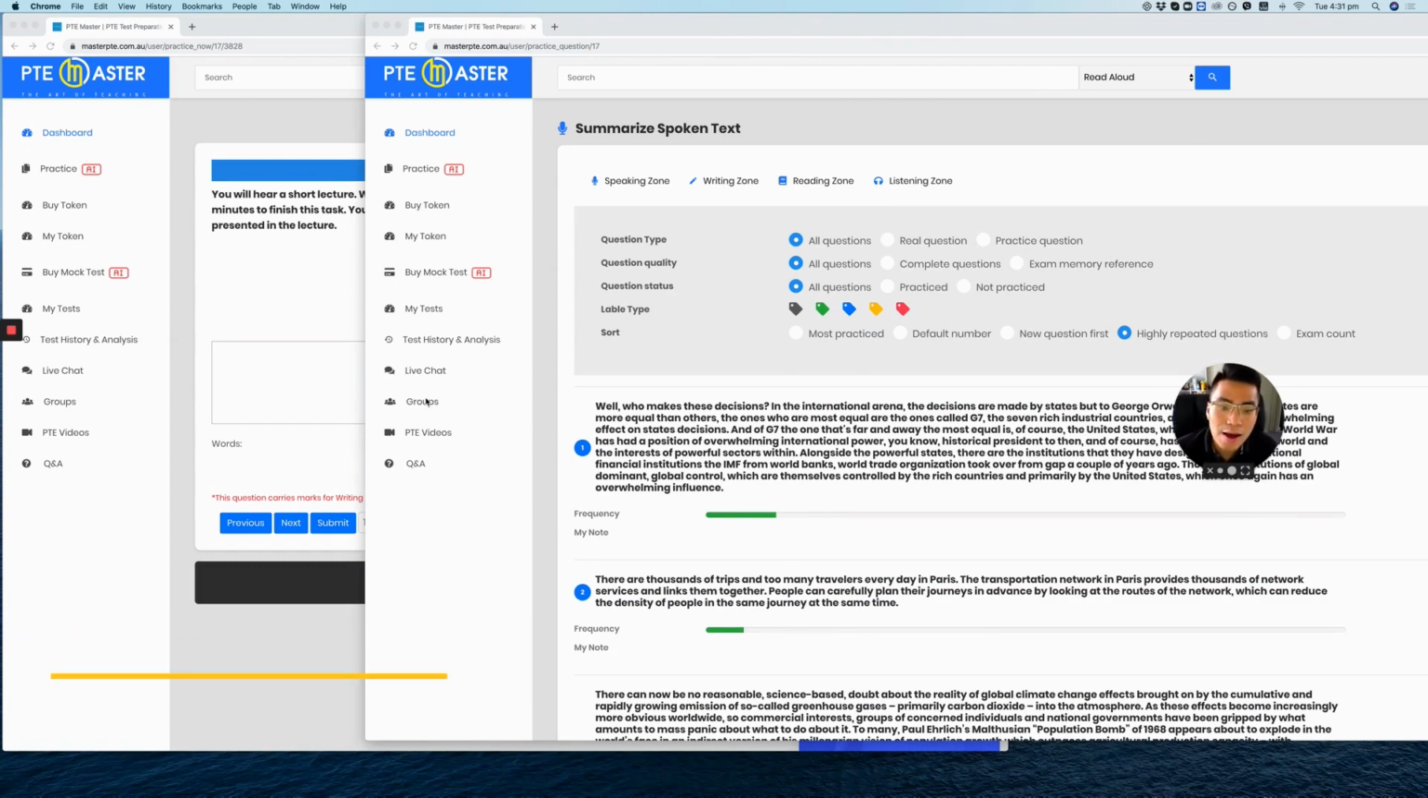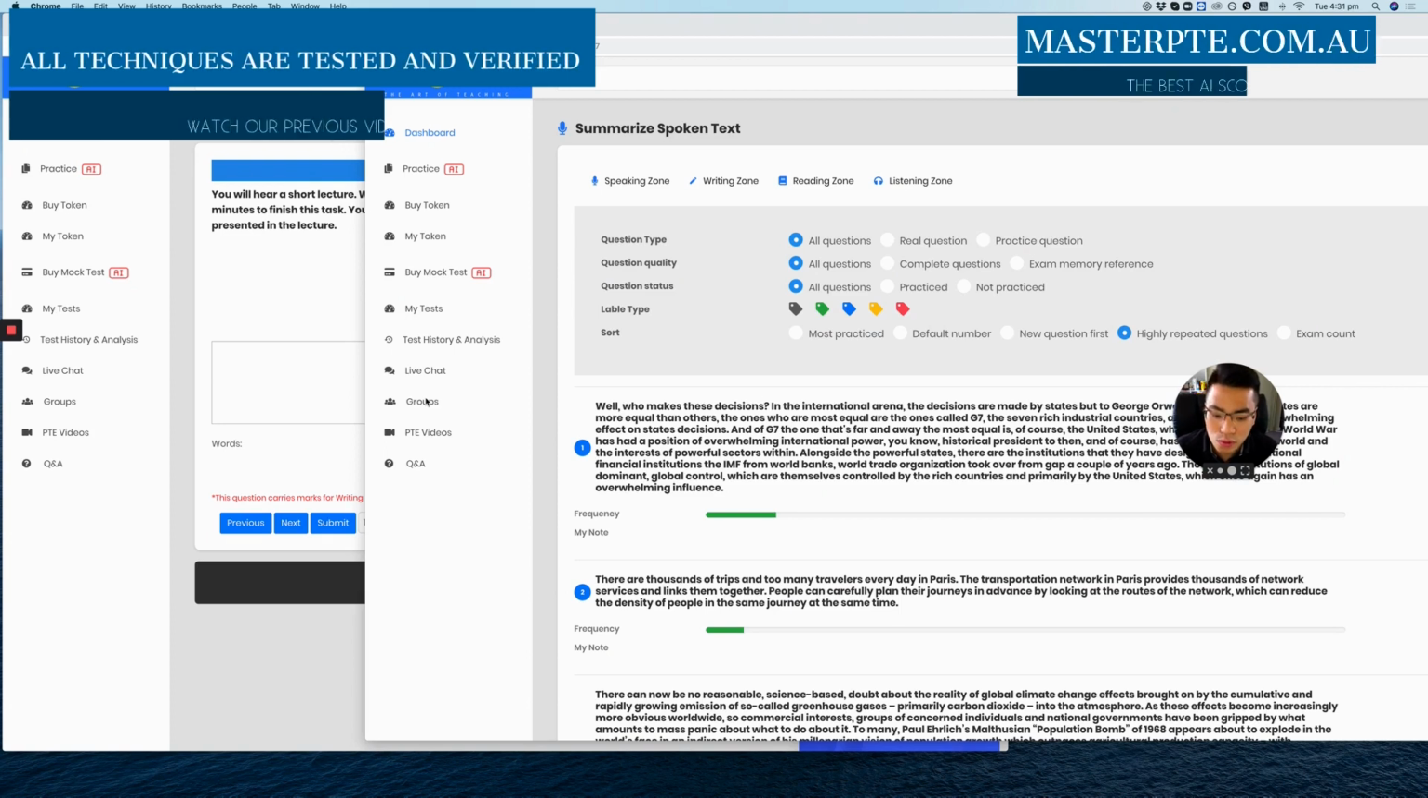Okay guys, today I would like to talk about a topic that a lot of people have been asking: what is the exact method for summarize spoken text? Do you need a template? And how do you get the optimal point for this question? So today I'm here answering you that question.